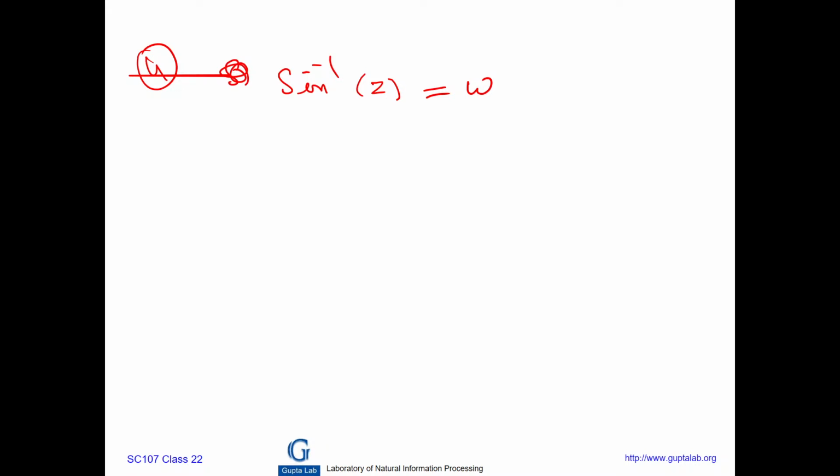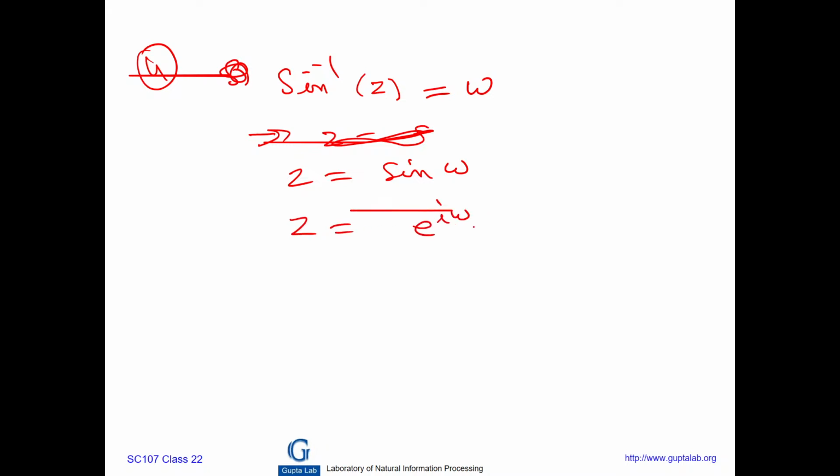अब इसका मतलब क्या हुआ? This implies that z is equal to sine w. w complex number है, राइट. That's okay. I want to find what is w. This implies that z is equal to e raised to power iw, minus e raised to power minus iw, upon 2i. डेफिनेशन लगा दिया. राइट. w निकालना है हमें. This implies that, सॉल्व कर लिया इसको.